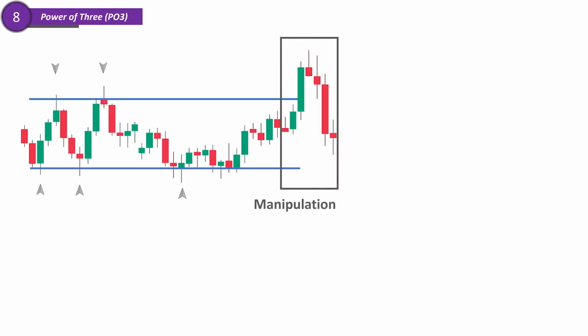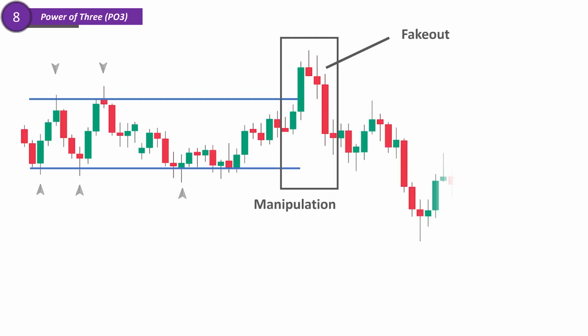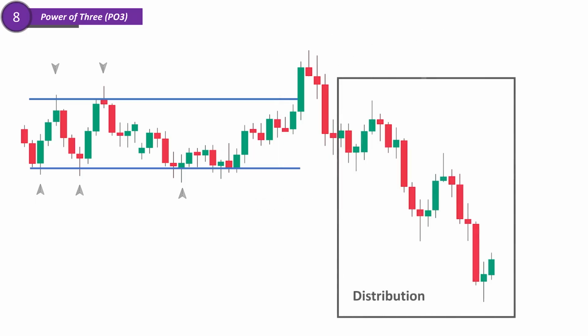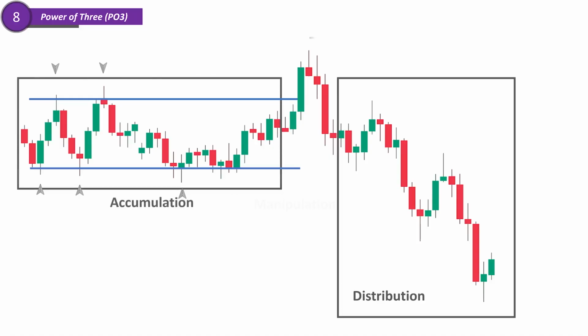The manipulation phase happens when the accumulation phase is followed by a failed breakout, also known as a fakeout. A fakeout occurs when the price breaks out of the range, but quickly moves back inside the consolidation area. This fake move is designed to sweep liquidity below or above the range. Once smart money has collected enough liquidity, the market usually makes a sharp move in the opposite direction. This is known as the distribution phase, and this is where we look to open our trades. So basically, here we have accumulation, manipulation, and distribution.